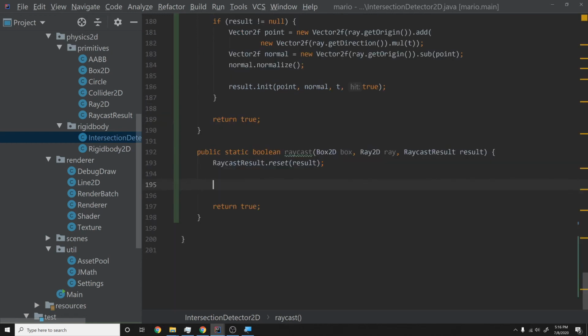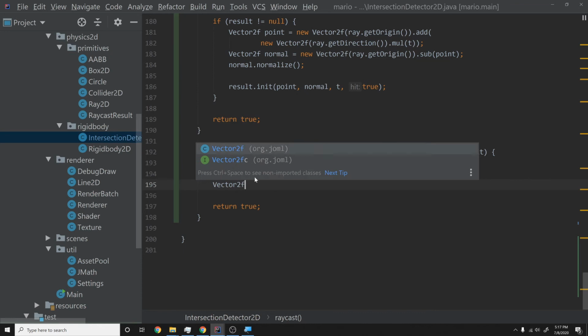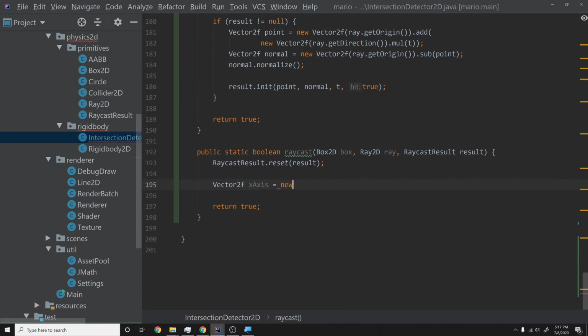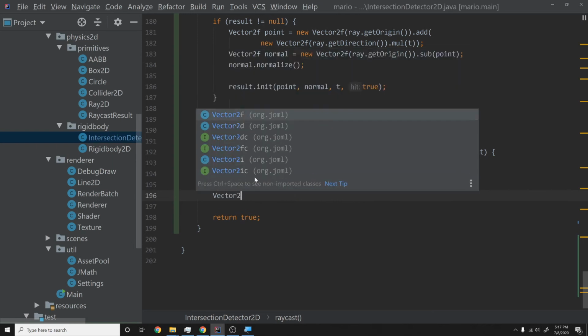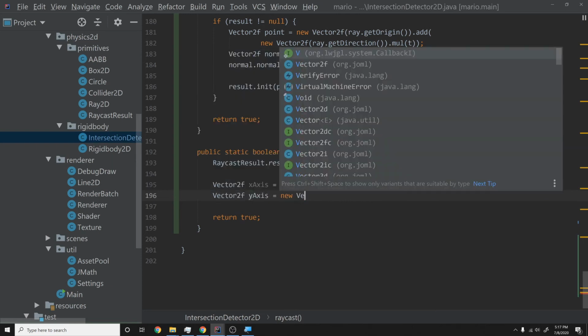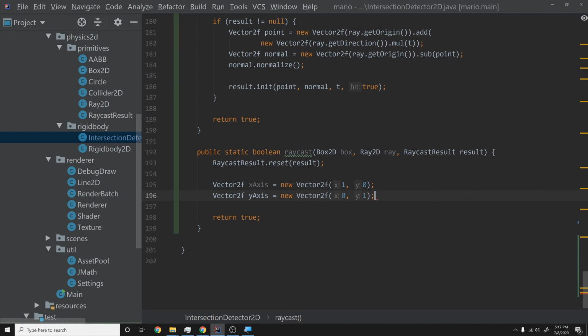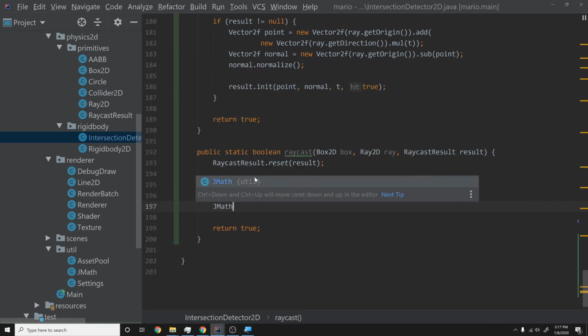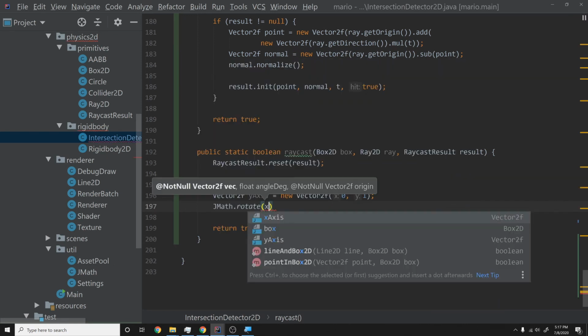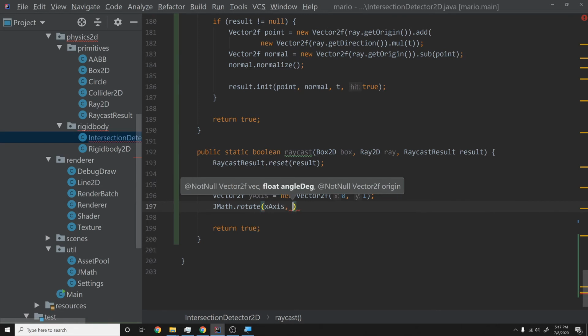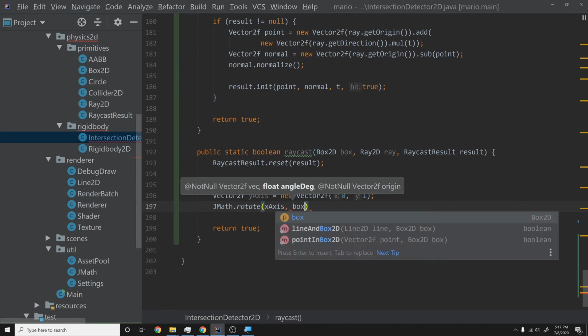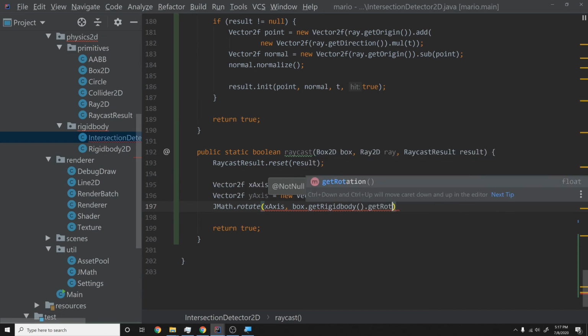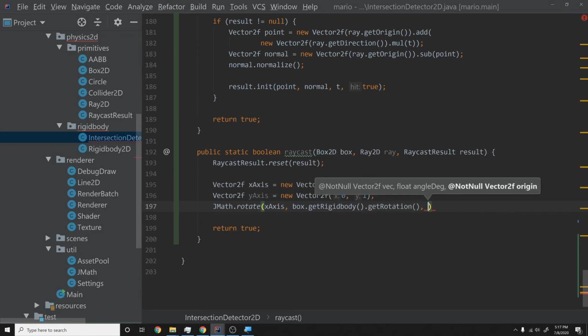We're starting fresh. So first thing we're going to want to do is get our x-axis and our y-axis. So let's just make a new Vector2f. X-axis looks like this, Vector2f, y-axis looks like this, 0, 1. These are unit vectors. And now we'll rotate them. So we'll say JMath.rotate. We want to rotate x-axis by our box.getRigidBody.getRotation, and we want to rotate it about 0, 0, because this vector is centered at 0, 0.